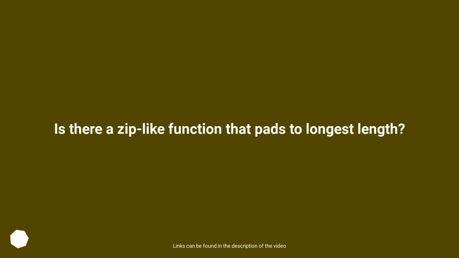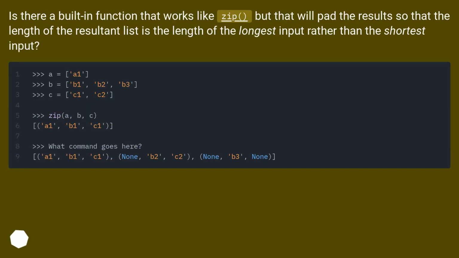Is there a zip-like function that pads to the longest length? Is there a built-in function that works like zip, but that will pad the results so that the length of the resultant list is the length of the longest input rather than the shortest input?